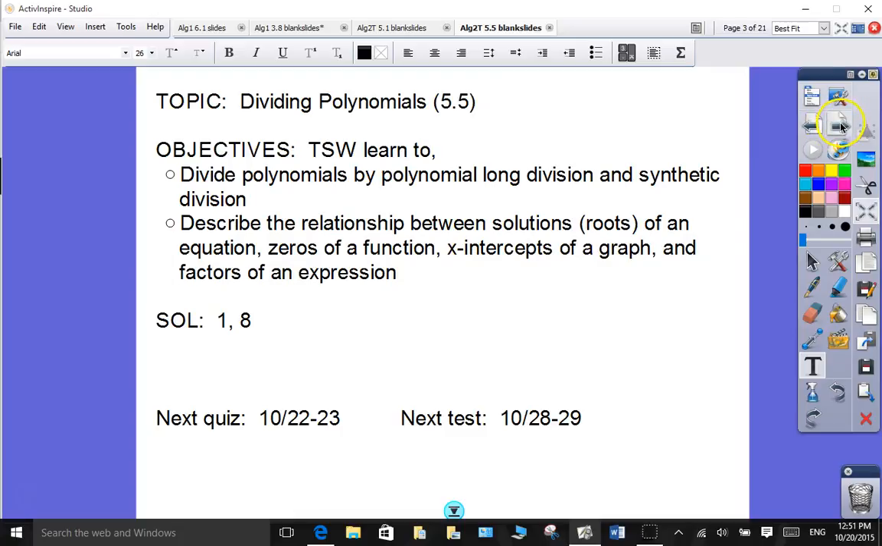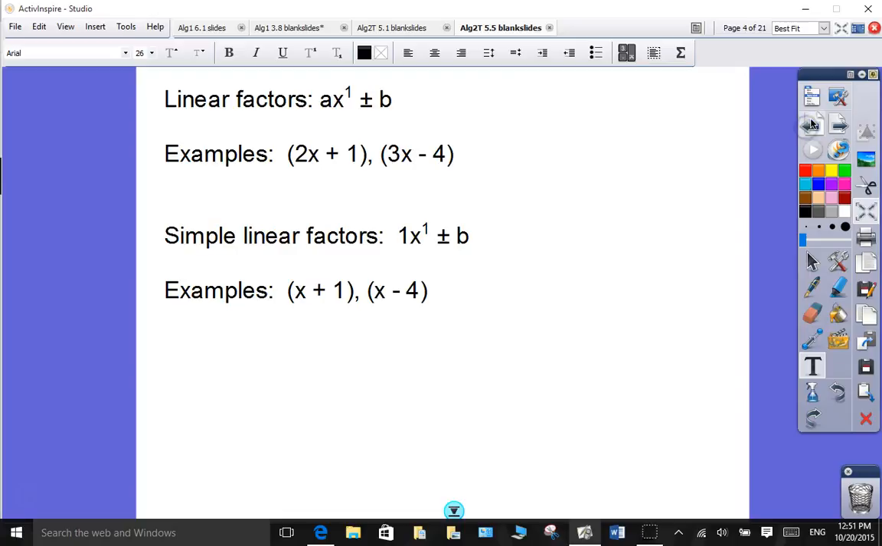So before we start this, we look at what is a linear factor. What does it mean to be linear? It means x is to the first power. So a linear factor is something like 2x plus 1, 3x minus 4. The x is to the first power. That's what makes it linear. If you graph y equals 2x plus 1, it'd be a straight line. But we're not talking about the graphs now. We're just talking about the power of x.